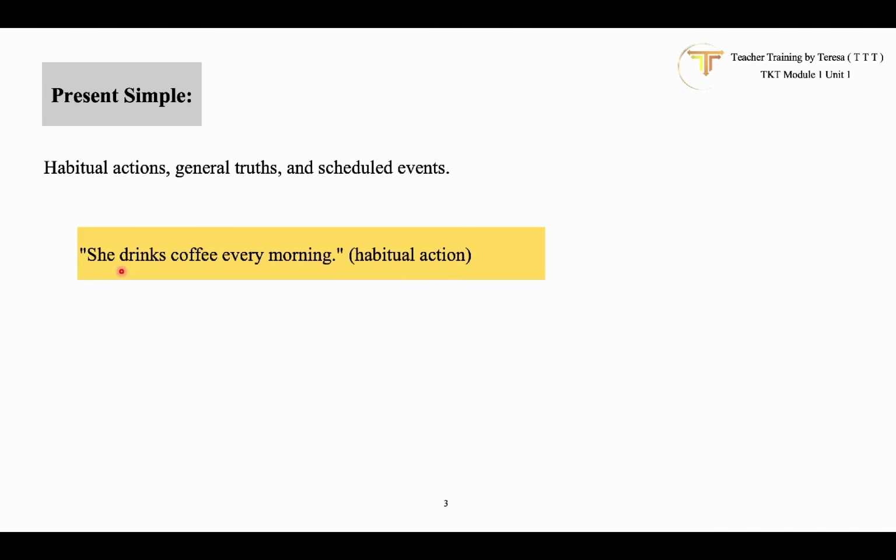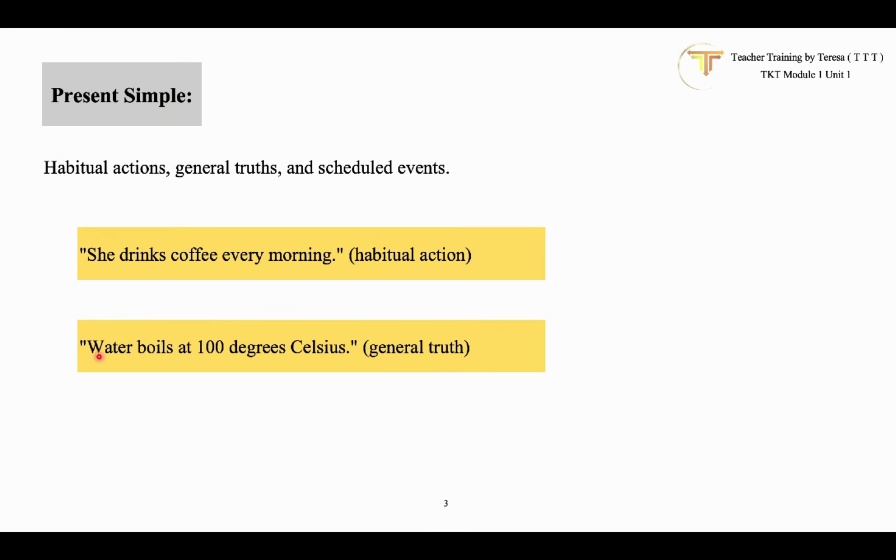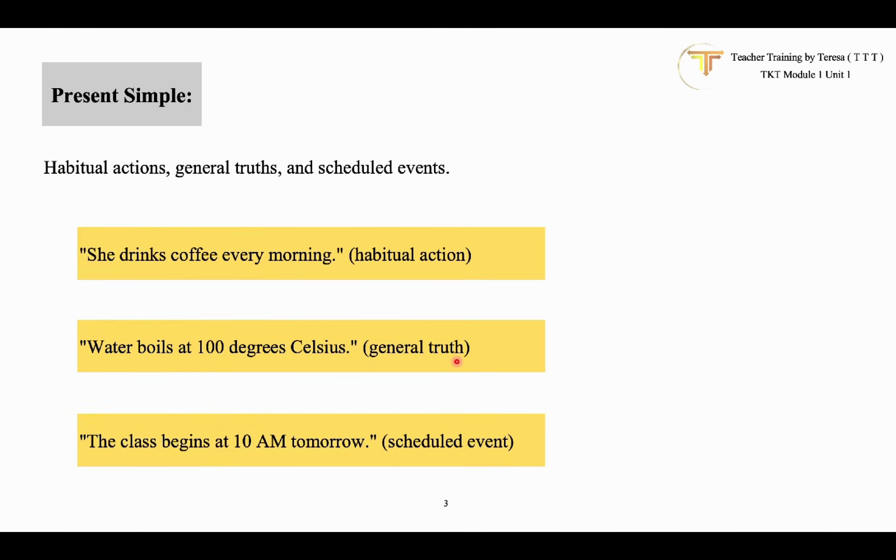Present simple describes habitual actions, general truths, and scheduled events. Examples. She drinks coffee every morning. Habitual action. Water boils at 100 degrees Celsius. General truth. The class begins at 10 a.m. tomorrow. Scheduled event.